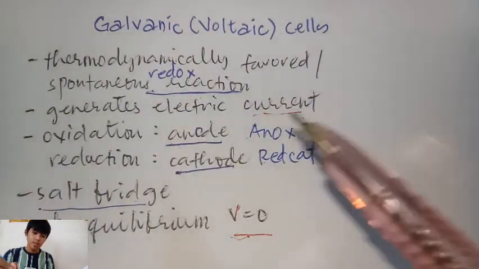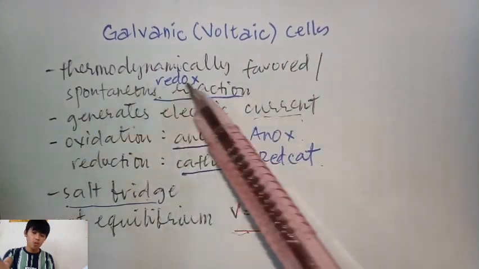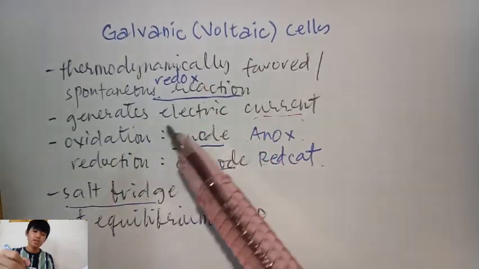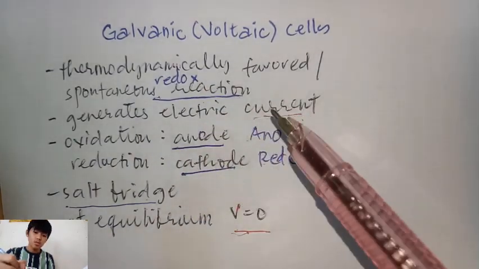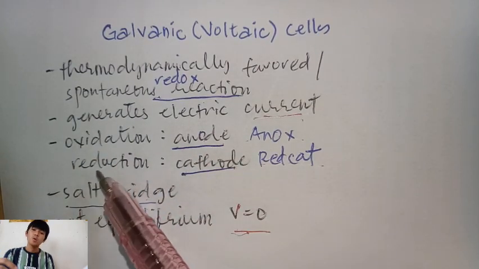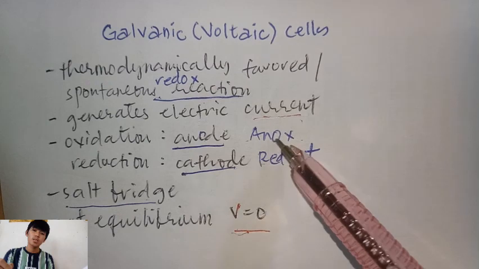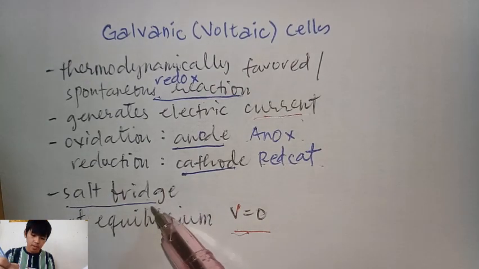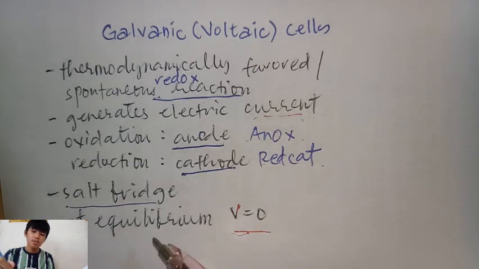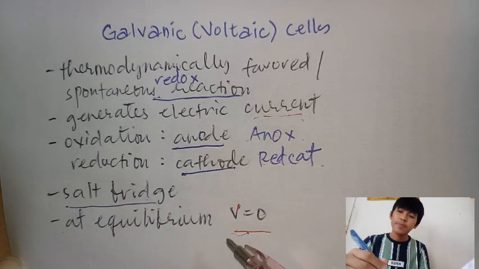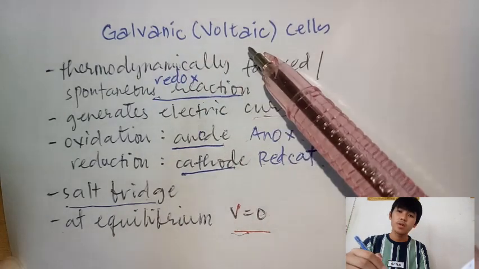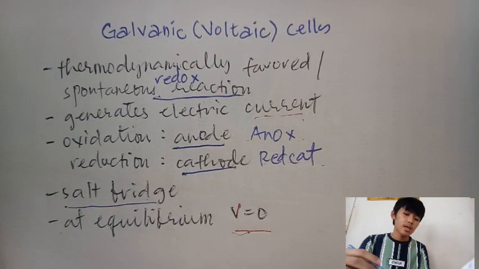Let's review some important factors. Galvanic or voltaic cells use a thermodynamically favored redox reaction. It occurs as a spontaneous redox reaction, and this reaction generates an electric current through the flow of electrons from the electrodes. The electrode where oxidation takes place is called the anode, and the electrode where reduction takes place is called the cathode. We just have to remember the term "an ox, red cat." We also have the salt bridge. This balances the charges between the two compartments, and eventually the reaction will reach equilibrium, and at equilibrium the voltage is equal to 0. That means that there is no more current flowing in the wire, and the galvanic cell or the voltaic cell will stop working at that time.